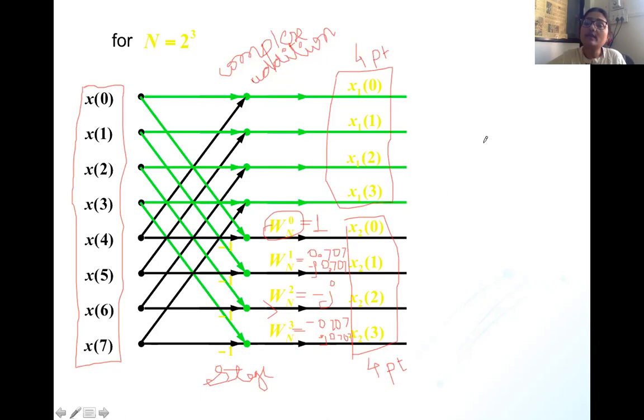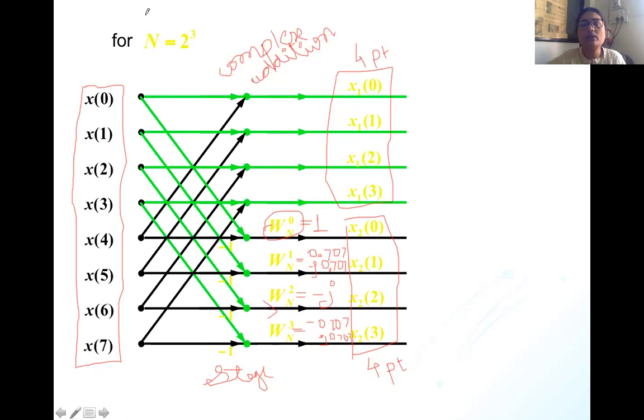Now in the next stage, what are we going to do? We are going to divide this 4-point DFT into further 2-point DFT, 2-point DFT. This odd point also we will be dividing again further into 2-point DFT, 2-point DFT. So in this case, this is an even-point DFT. Now again the even-point DFT further is going to divide into even point and odd point.